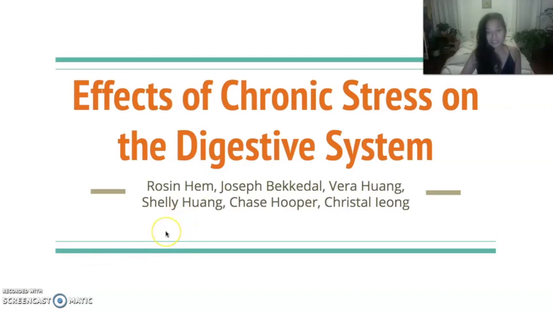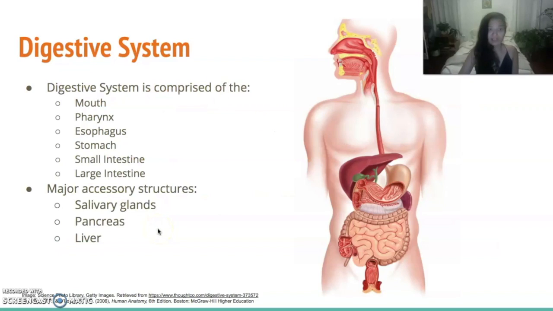Hello, today we'll be talking about the effects of chronic stress on the digestive system. So, the digestive system is also known as the gastrointestinal system. The GI tract is a series of hollow organs joined together in this long twisting tube.